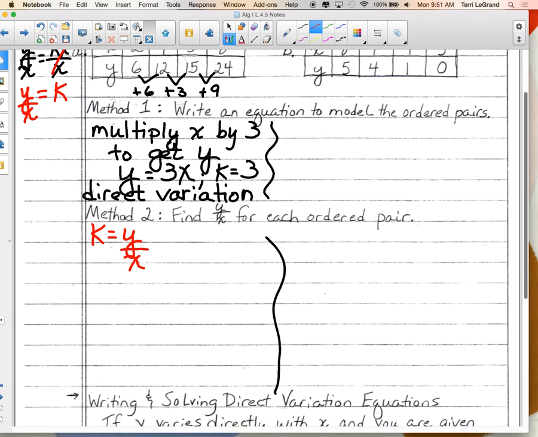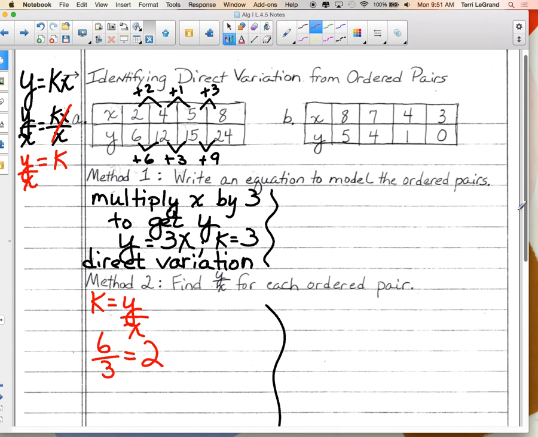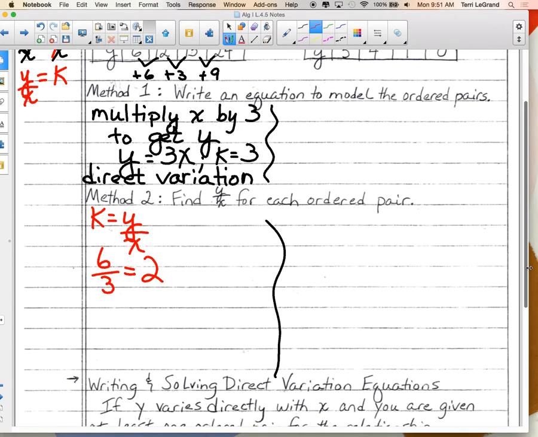Devin already said at the beginning of this, if you take each y value and divide by 3, you get the x value, right? 6 divided by 3 equals 2. No, we're supposed to divide by the x value. Sorry. We're supposed to divide by the x value. We should get the same k value. The y value from the first ordered pair is 6. The x value is 2. 6 over 2 is 3.